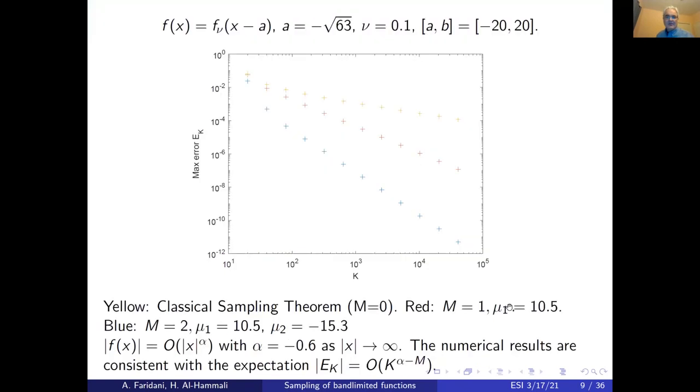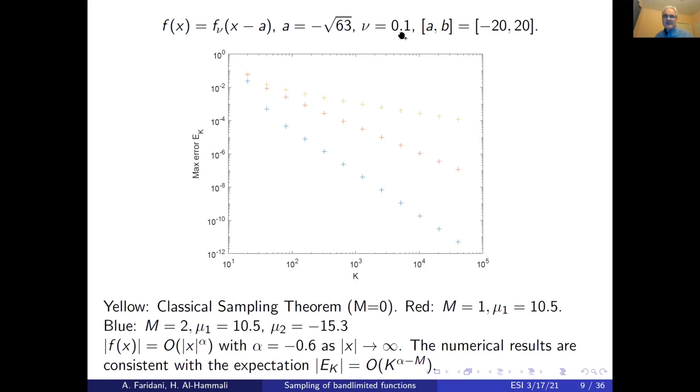So the first experiment involves the function f of x is f nu of x, a shifted copy of this f nu set I just introduced. I wanted to break symmetry, so it's shifted out of the origin. The shift is a non-integer because I'm sampling at the integers. I take nu equal to be 0.1.